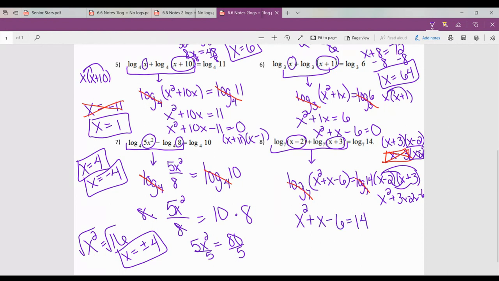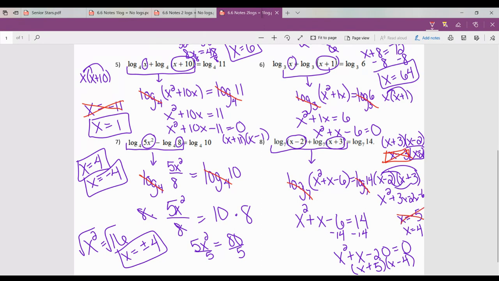I have a quadratic, so I want them all to equal 0. So I bring that 14 over. So I get x squared plus 1x minus 20 equals 0. Factors of 20 that subtract to give me 1: 5 and 4. So x is going to equal negative 5 and positive 4. Do they both work? Negative 5? Nope, does not work because it gives me a log of a negative number.